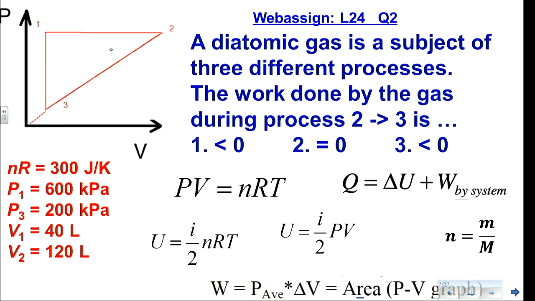Here we have 3 different processes done on the same system. It doesn't matter how many processes, 1, 2, 3, 4, 5. The approach will be the same. So this question is about this process. From this state, high pressure, high volume, to this state, lower pressure, lower volume. So this is how we change it. How can we do that? Doesn't matter. We can do it by our hand.